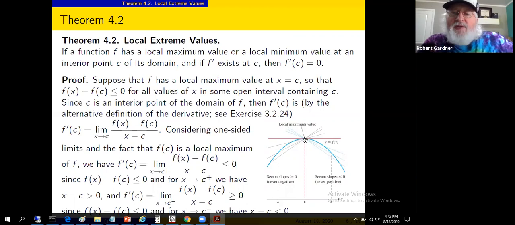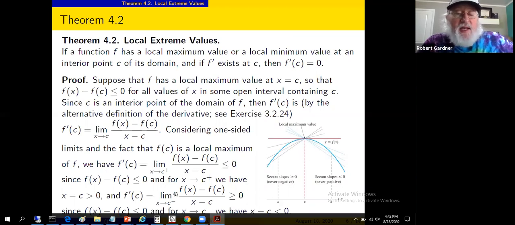Because in this case, we went to the right a little bit, to the positive side of c, and we're going to have function values go down. We'll have f of x minus f of c be less than or equal to 0 when we go to this side. We'll have similar behavior when we go to that side. That's what the image here is illustrating.